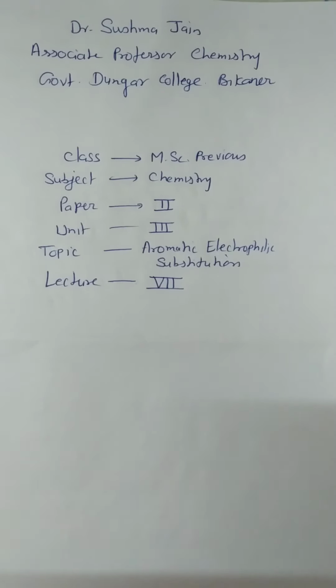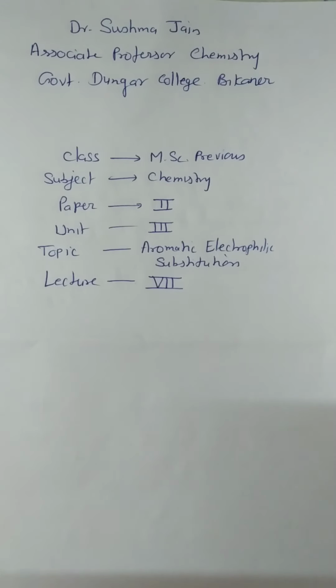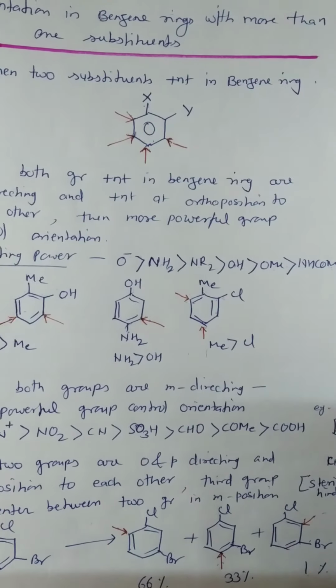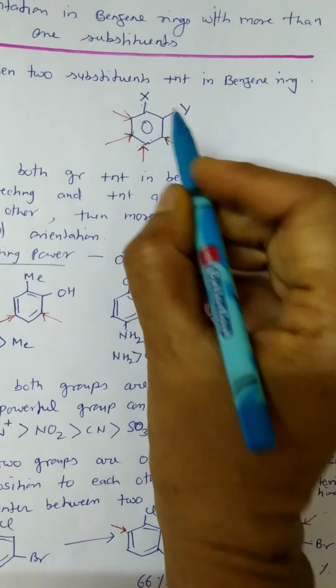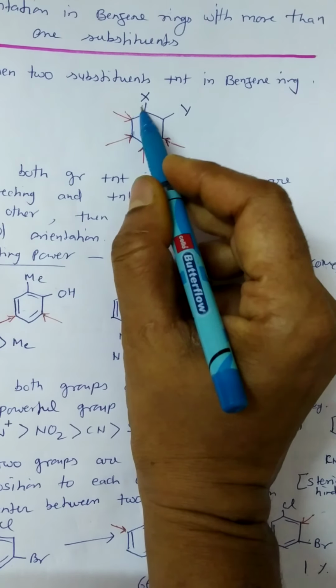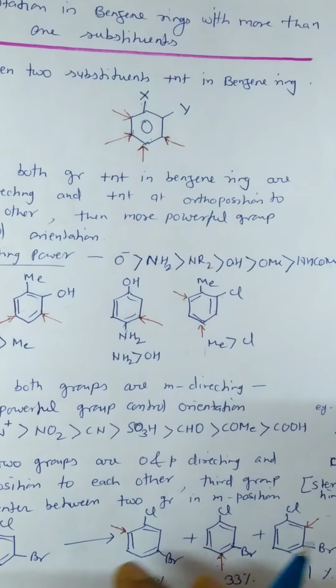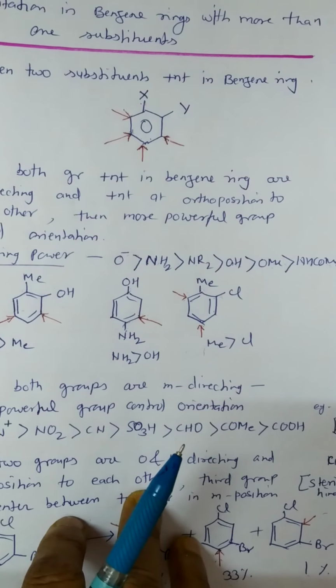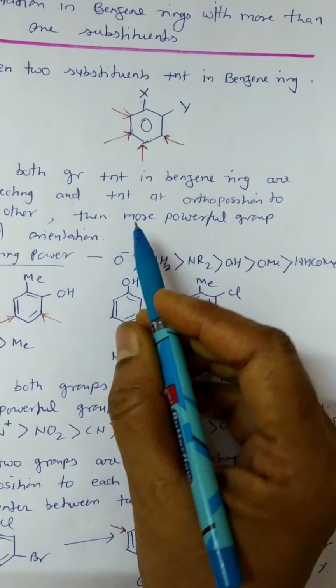In the previous lectures, we have discussed aromatic electrophilic substitution in monosubstituted benzene, and we also discussed ortho and para attack. Now today, I shall discuss electrophilic aromatic substitution in disubstituted benzene. When two substituents are present in the ring, then the new electrophile may attack on this position or this position or this position. But where it will attack and what will be the substituted product is controlled by some rules.